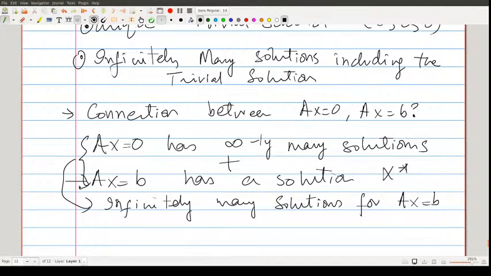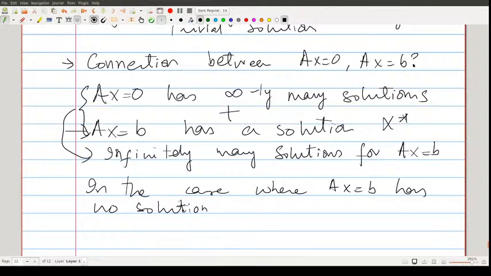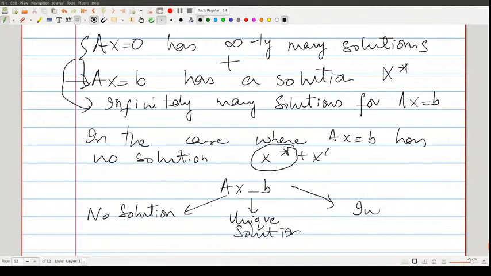Notice that this is really important. You have to find at least one solution, because it's also possible that AX equals B has no solution, right? For example, the case that I just showed you, when B was outside the column space. This is useless to me, because if it has no solution, if I didn't find any particular solution, I can't build more solutions. To build solutions, if I want to do X star plus X prime, I need at least one solution. So the possibilities for AX equals B is either it has no solution, or it has a unique solution, or it has infinitely many solutions.